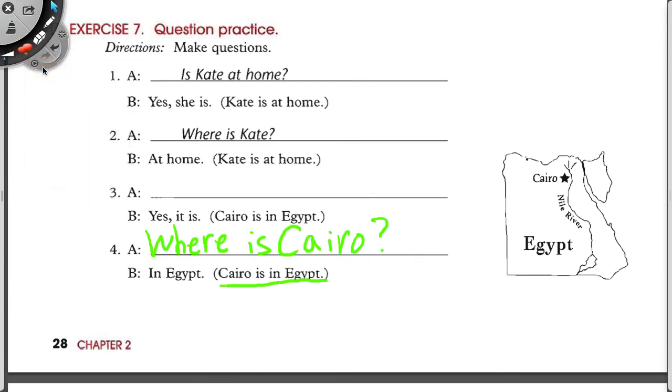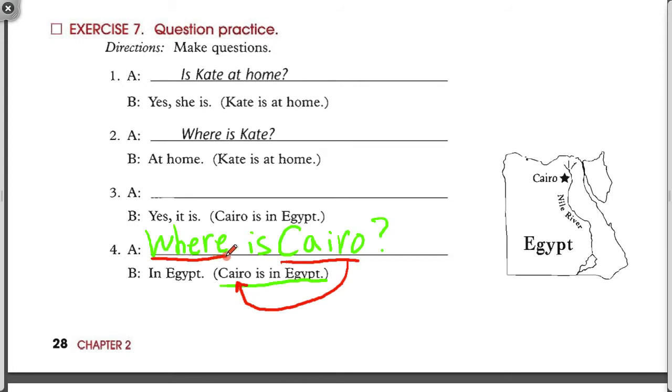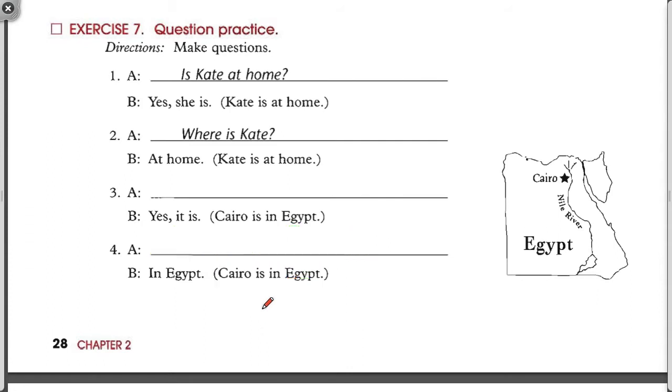Let me just change my color here. Here Cairo is at the end of the sentence. It becomes at the beginning here. Where is replaced with in here. Cairo is in, and here is it here. Is in. Where? The answer is in Egypt. I hope that's clear. I just want to change the color of my pen again.